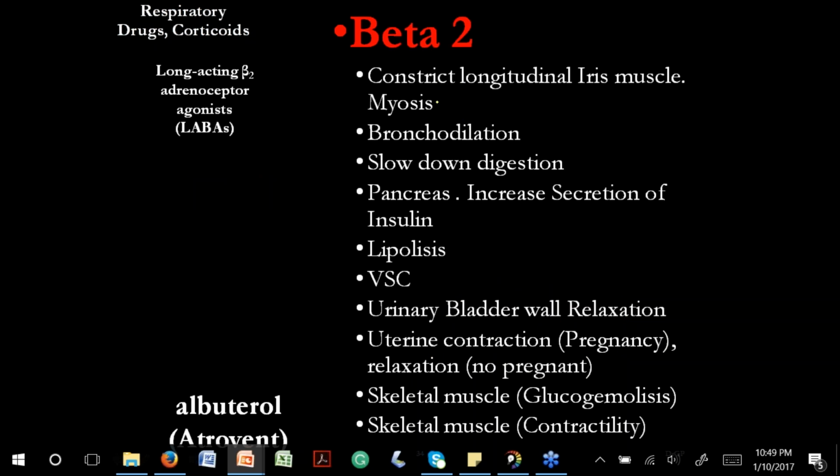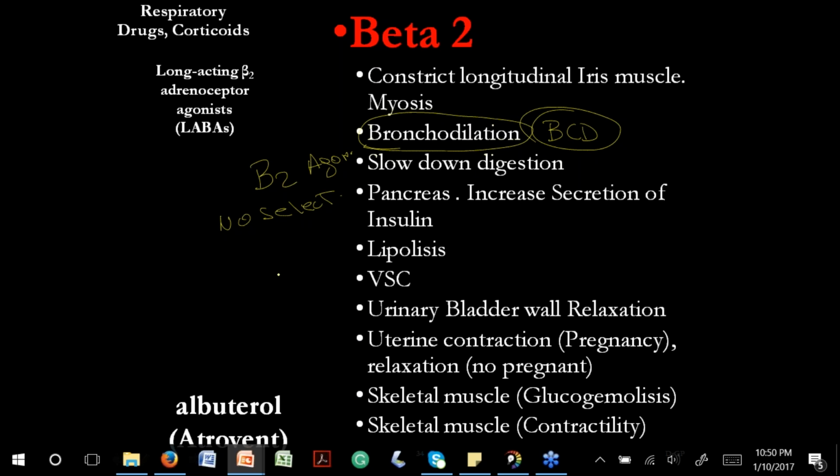Beta-2 agonist, what it is going to do is bronchodilation. That is what we need to remember, the bronchodilation. First of all, beta-2 agonists are non-selective. What does it mean, non-selective? I'm going to put agonist to make a remark. If you have a beta-2 agonist, this is non-selective beta-2, they can produce a beta-1 agonist effect.